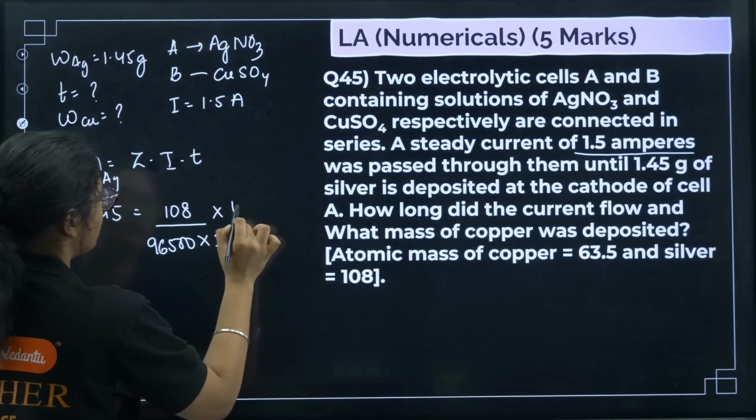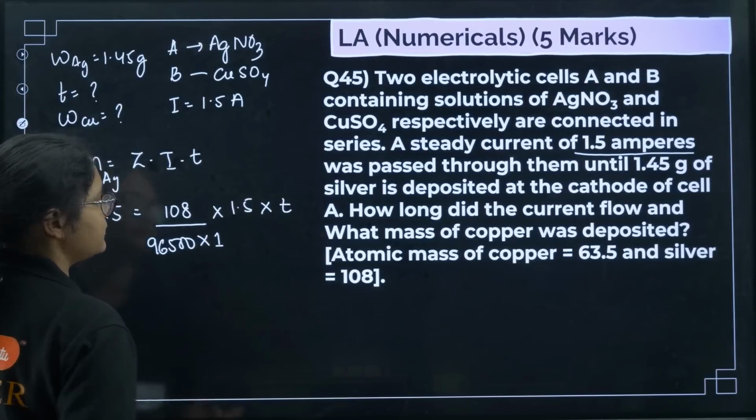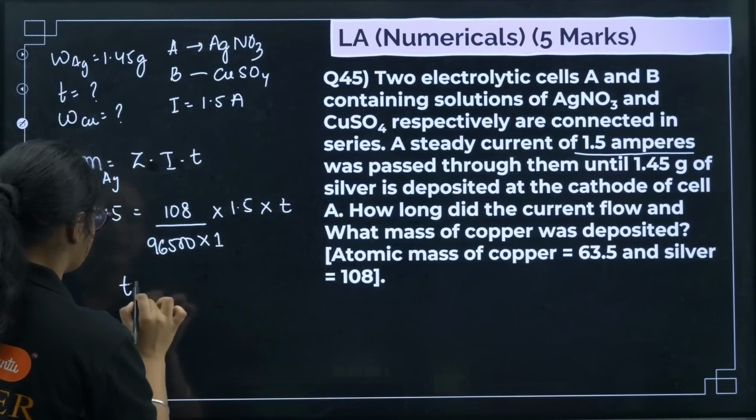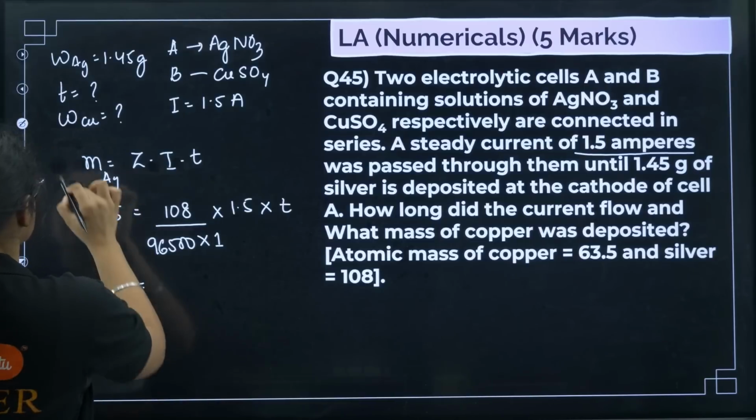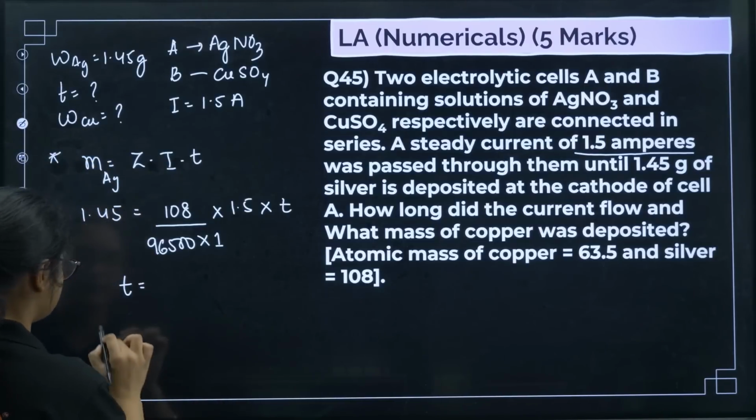Current I have is 1.5 ampere, and then time has to be in seconds. So you have to solve this and calculate the value of time. Okay, that is the first part. Next we'll go to the second part where we have to use Faraday's second law.